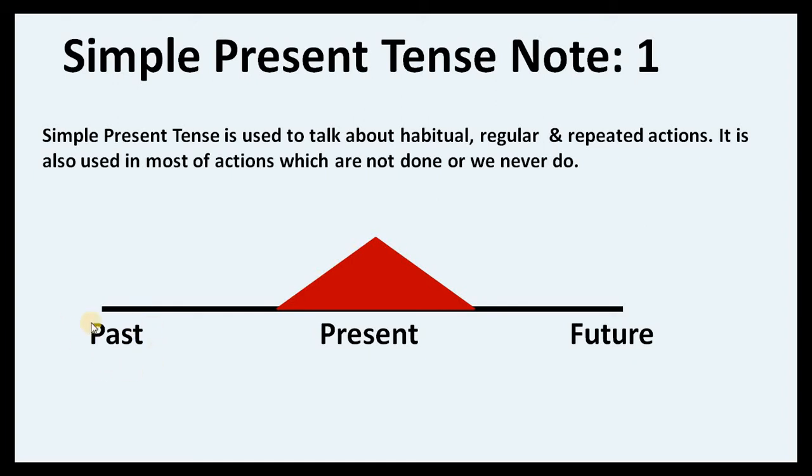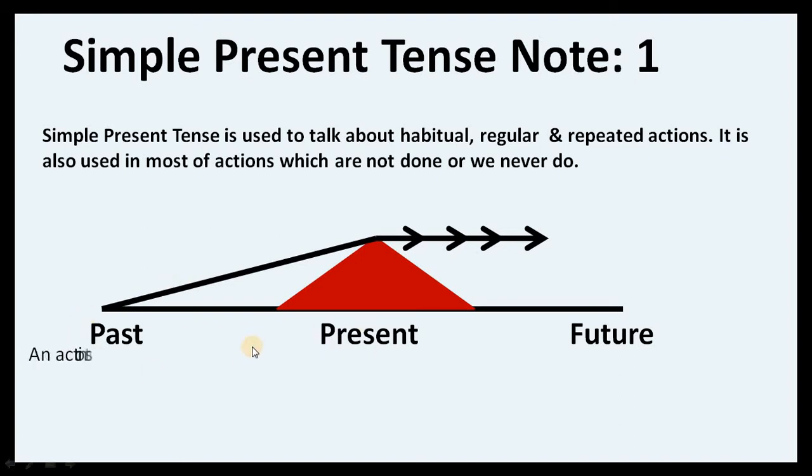This is the past, where the action started in the past. The future action moves towards the future. The present is what is happening. So what is happening in the present, we are going to talk about it. Alright. So an action started in the past and touches the area of the present and still continues in the present, and moves towards the future.